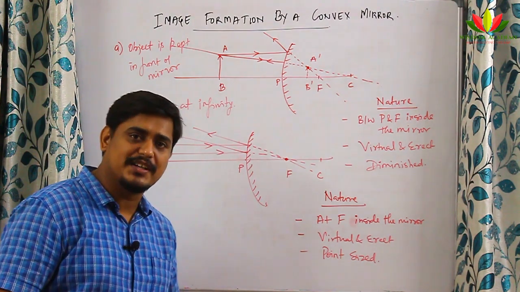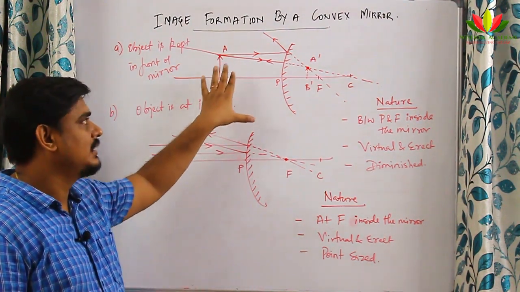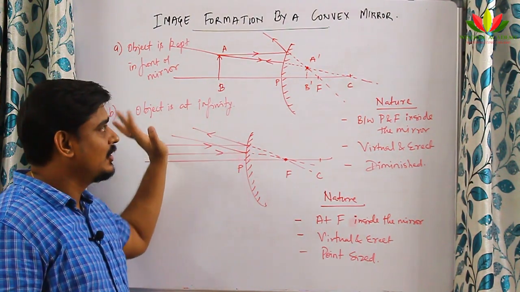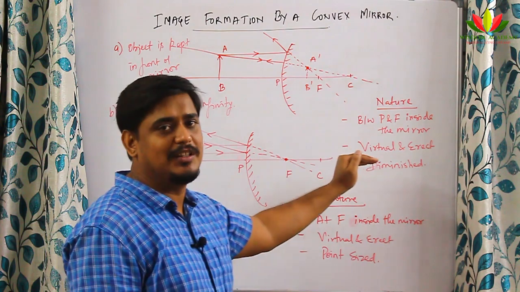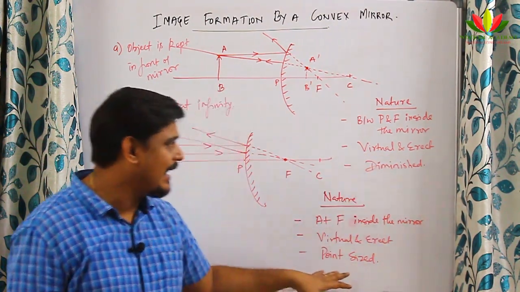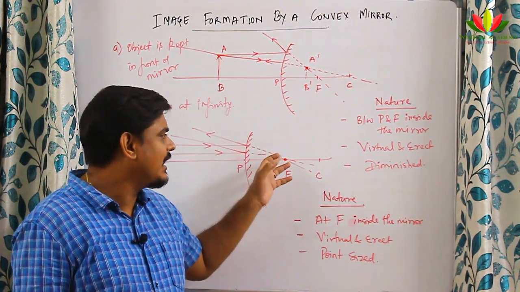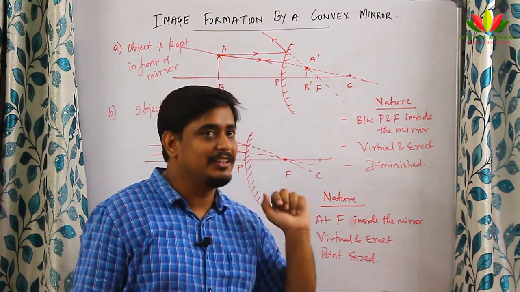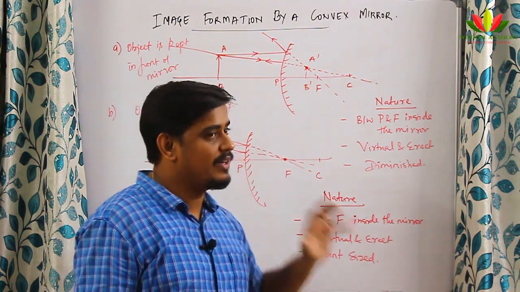One, when the object is kept anywhere in front of a convex mirror, and second, when the object is at infinity. So, in both the cases we get only a virtual image which is diminished or very highly diminished, and it is either at the focus or at P and F of a convex mirror. So, this is about the image formation by a convex mirror.